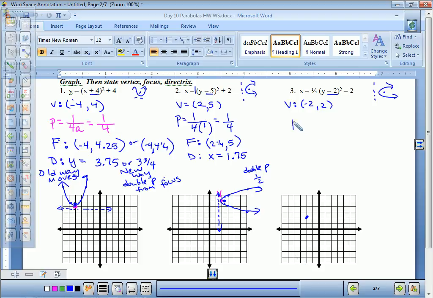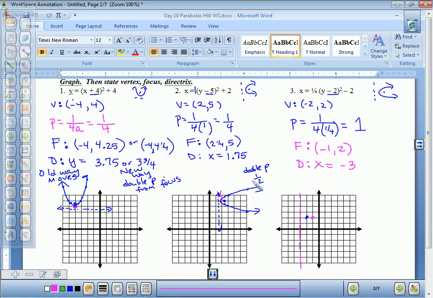Alright. P is 1 over 4 times a. 1 over 1 is 1. So the focus would be to the right one. The directrix would be back 1. This one's really nice. That's easy. So the focus is the point -1, 2. The directrix, because this is x equals, it's x equals -3.